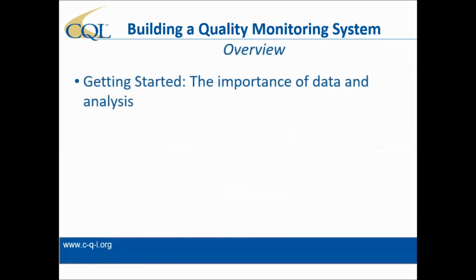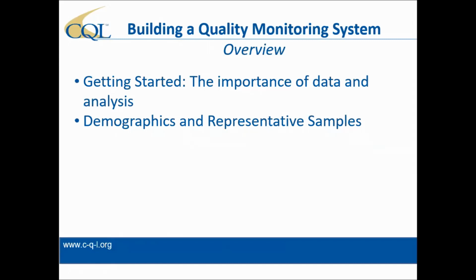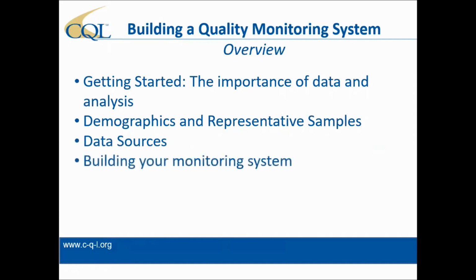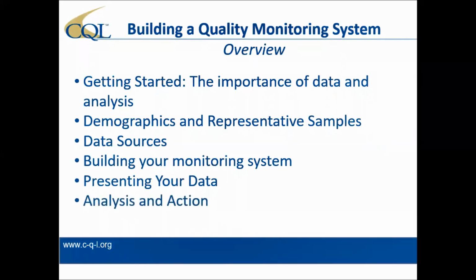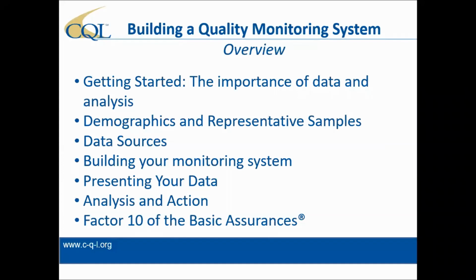So today we're going to discuss the importance of data and analysis. We're going to talk about demographics and representative samples, data sources, building a quality monitoring system, presenting your data, analysis and action, and at the end, we're going to talk about factor 10 of the basic assurances. So for some of you, this might be familiar. If you work for an accredited organization or are utilizing the basic assurances, then you'll be familiar with factor 10. But if you're not, factor 10 is essentially how we monitor all of the other basic assurances. So more on that later on.